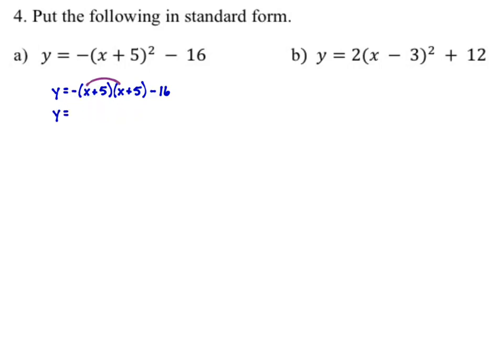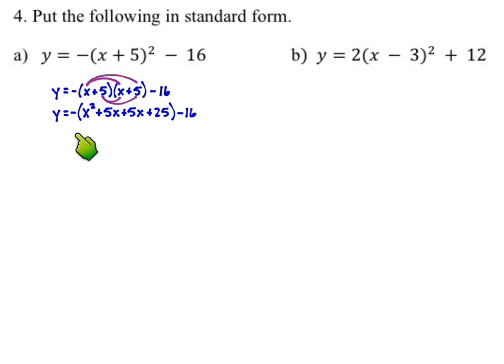So when I multiply that, I end up with x times x is x squared. I end up with x times 5, which is 5x. I multiply the 5 and the x and I get 5x, and I multiply the 5 and the 5 and I get 25. Now notice there is something outside those parentheses. There's a negative outside, so I still have to deal with that. So I'm going to put parentheses around everything that I just got and put the negative out there. And then I still have this minus 16 at the end.